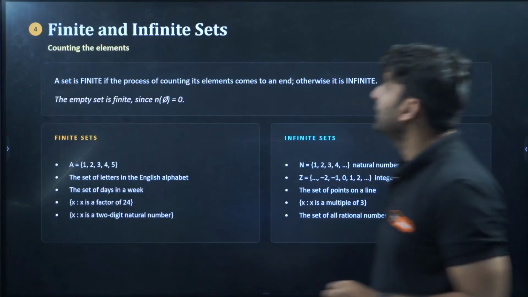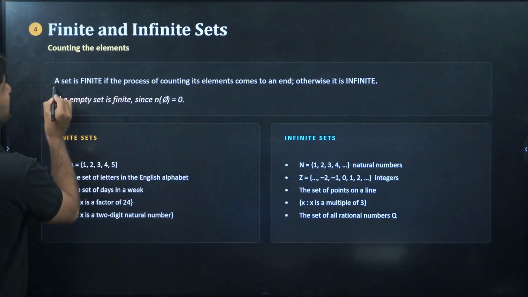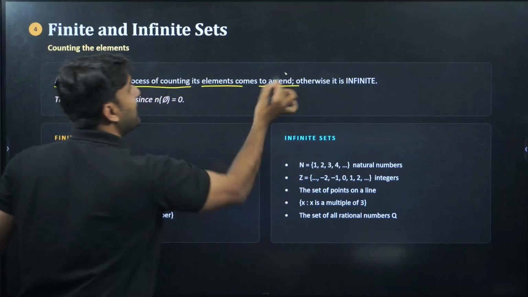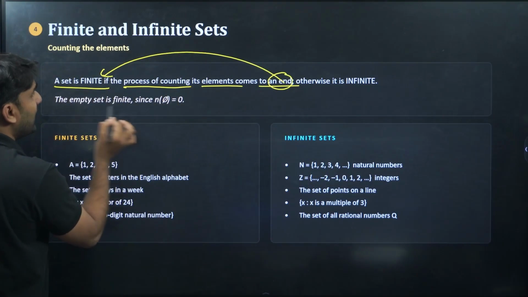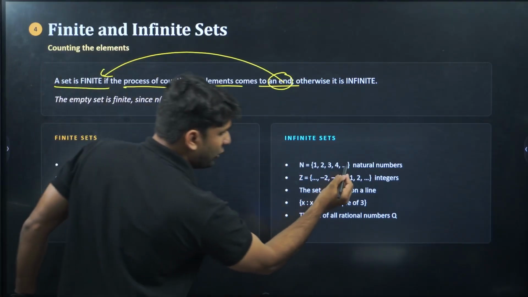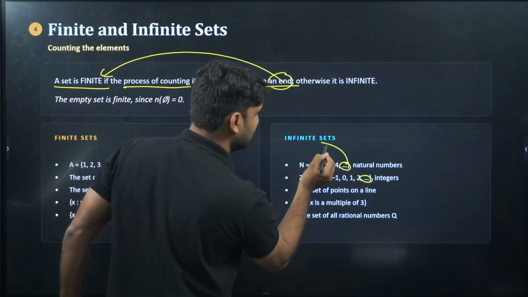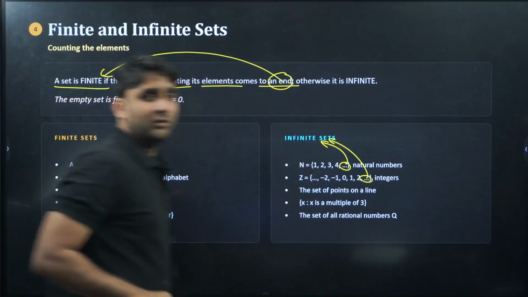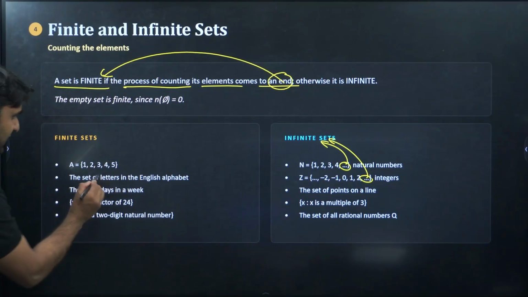Moving ahead, let's talk about finite and infinite sets. This is very easy, by the way. A set is finite if the process of counting its elements comes to an end. Otherwise it is infinite. Infinite means three dots will be there; this represents an infinite set. Getting my point? The elements continue unended, but in a finite set the elements end.